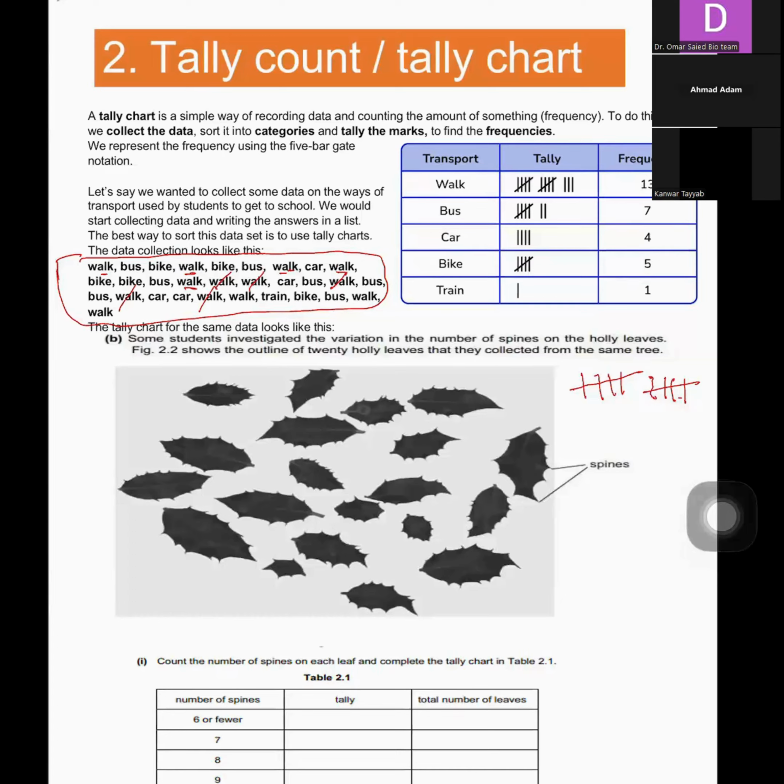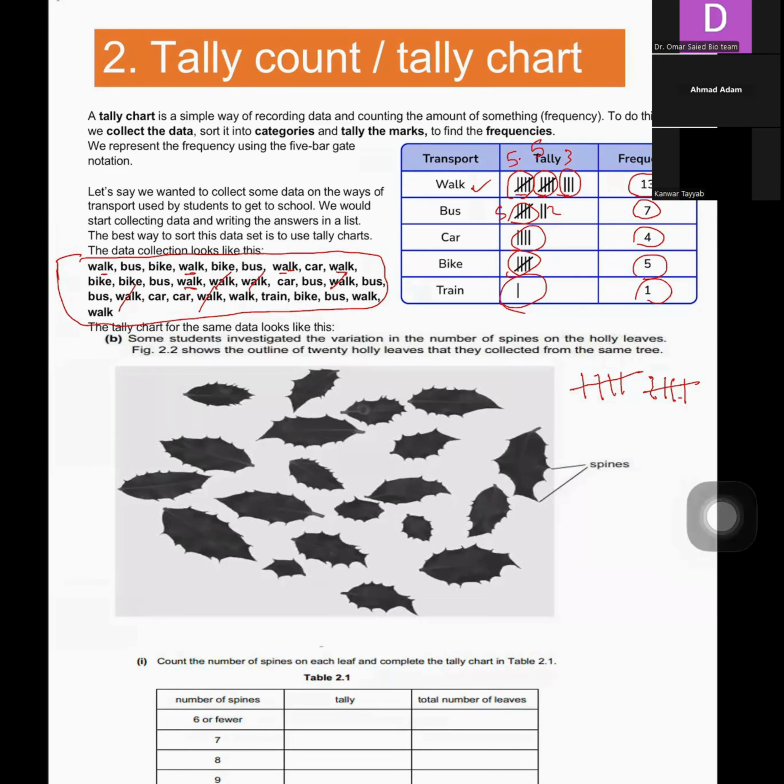You keep doing this, and we can say the set. A set is from 5. So walk was mentioned how many times? This is one set equals 5. Second set equals 5 and 3. So 5, 5, 3. So the frequency of the word walk was 13 times. Let's go for bus. Bus was mentioned 5 times and 2. So 5 plus 2 equals 7. Car, 4. Bike, 5. Train, 1. Do you get it?